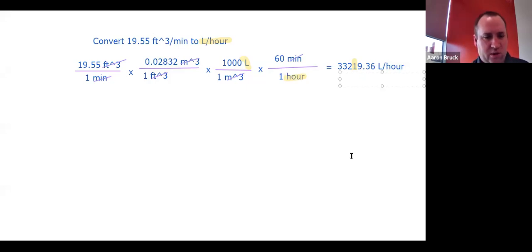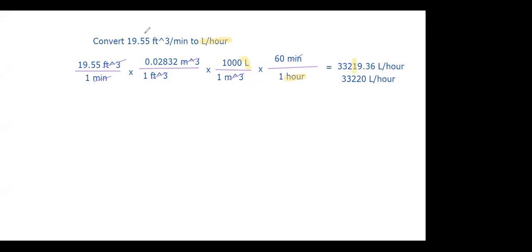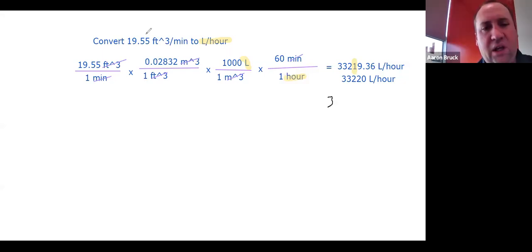I can show this answer as one of 2 ways. It's either 33,220 liters per hour, or if I wanted to further avoid any kind of ambiguity here, I could use scientific notation. 3.322 times 10 to the 4th liters per hour.